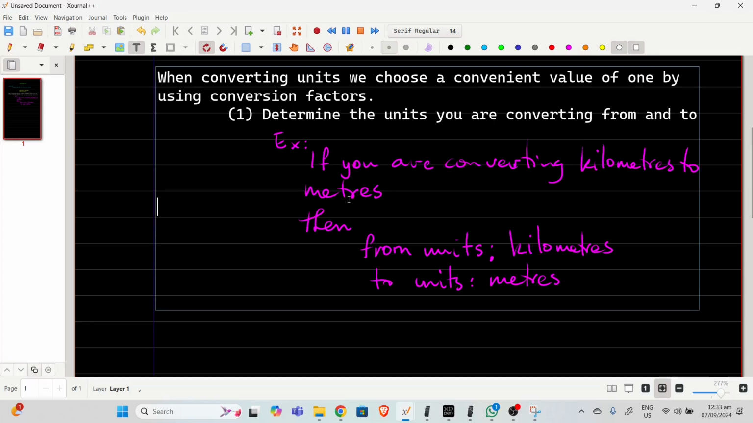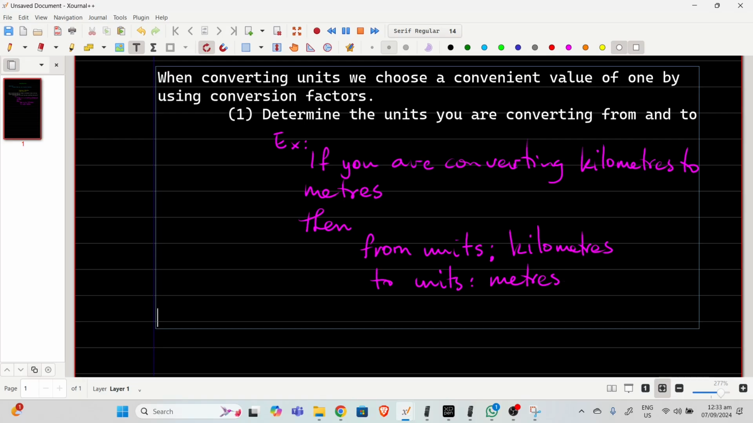Next, let me just put this over here, tab, down, tab, and then one more space and then tab. Hopefully that lines up nicely. Yeah, it does. And then the next thing we're going to do is work on the conversion factor.